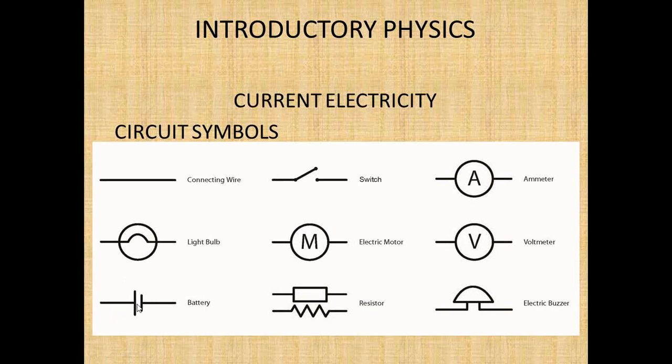A battery. So this is a single cell. The positive is the longest. It is represented by the longer symbol. So this is the positive terminal, the negative terminal, okay? This is a single cell. You can have multiple cells, okay?